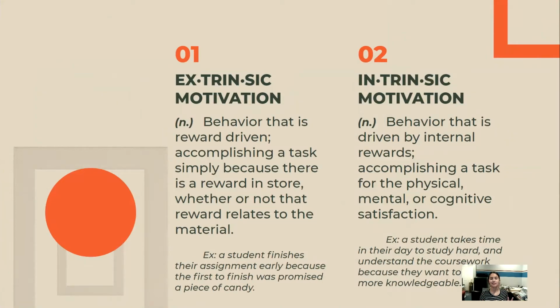So two types of motivation we should talk about are extrinsic and intrinsic motivation. Extrinsic motivation is behavior that is reward driven. It's accomplishing a task simply because there's a reward in store. There's something in the end, whether or not that reward relates to the material. So an example would be a student finishes their assignment early because the first to finish was promised a piece of candy. So their work might not actually be that well done, but it will be the first because they wanted what was promised.